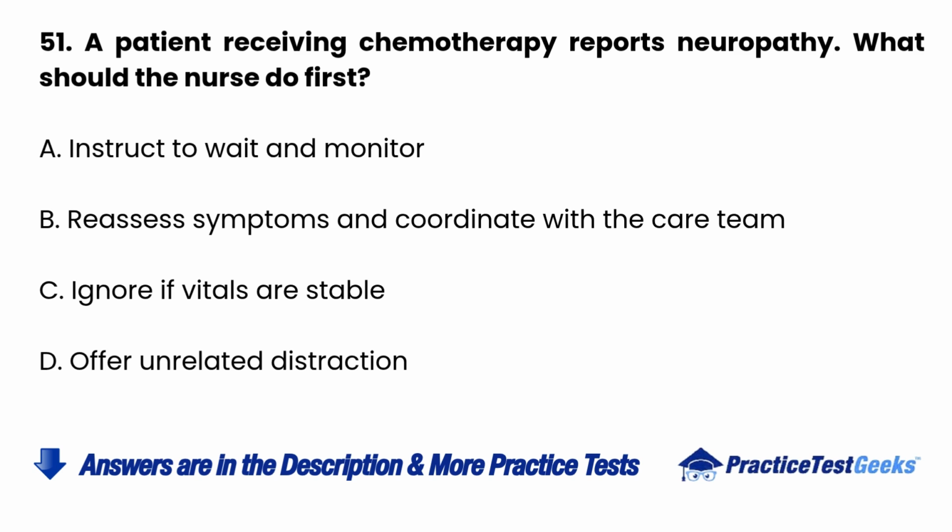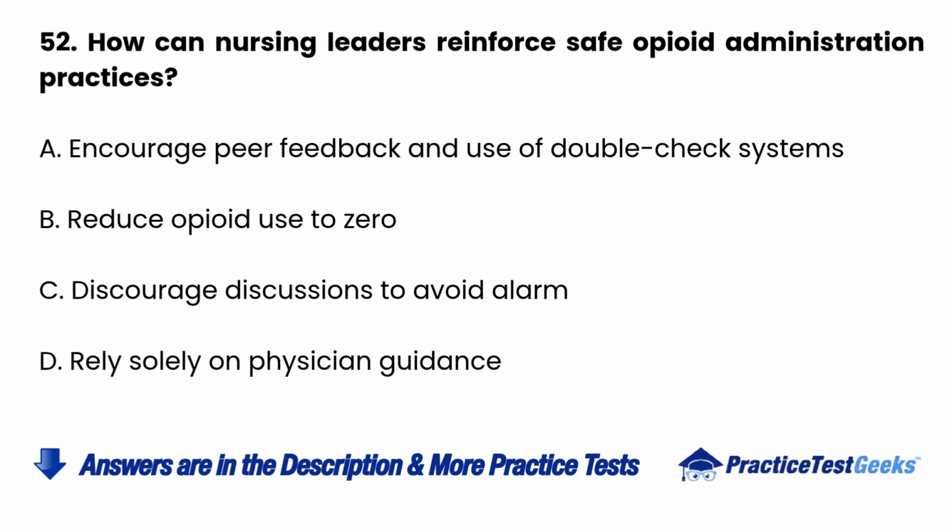51. A patient receiving chemotherapy reports neuropathy. What should the nurse do first? A. Instruct to wait and monitor. B. Reassess symptoms and coordinate with the care team. C. Ignore if vitals are stable. D. Offer unrelated distraction.